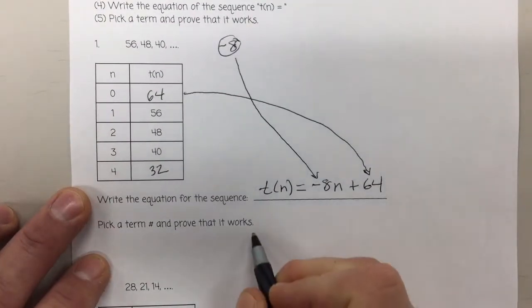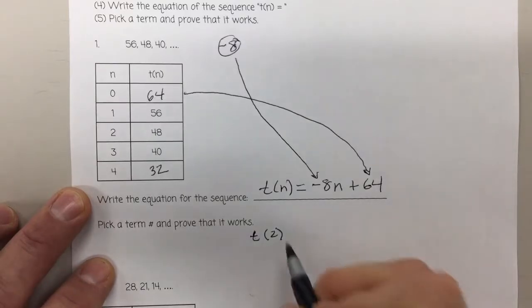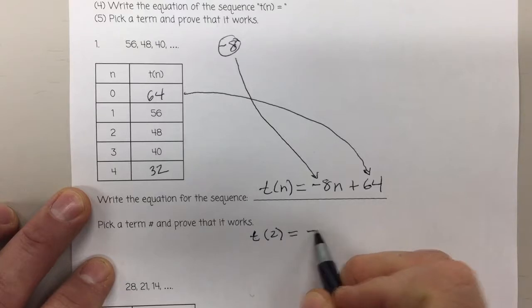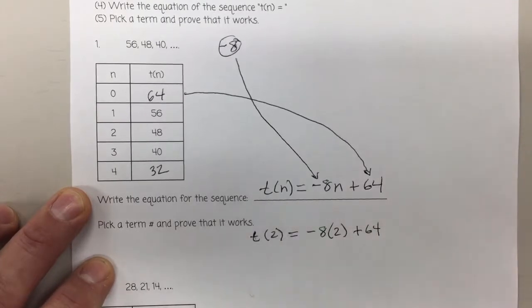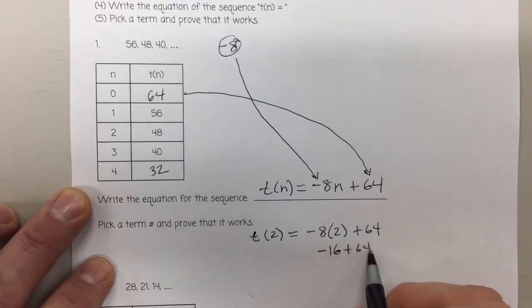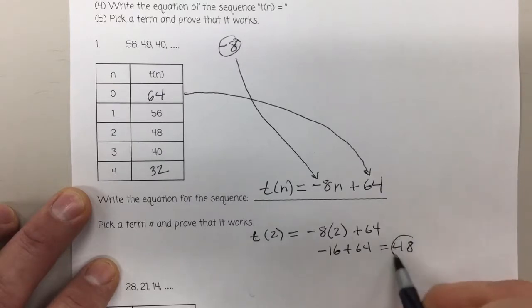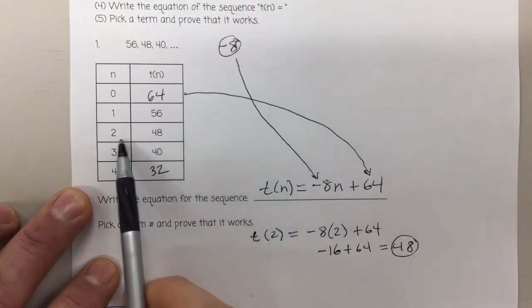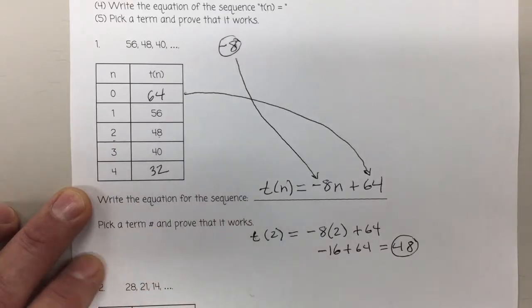Then we pick a term and prove that it works. So I'm going to pick the second term. So I would do negative 8 times 2 plus 64. Negative 8 times 2 is negative 16, plus 64 is 48. And in our table, the second term is 48. So my equation is correct.